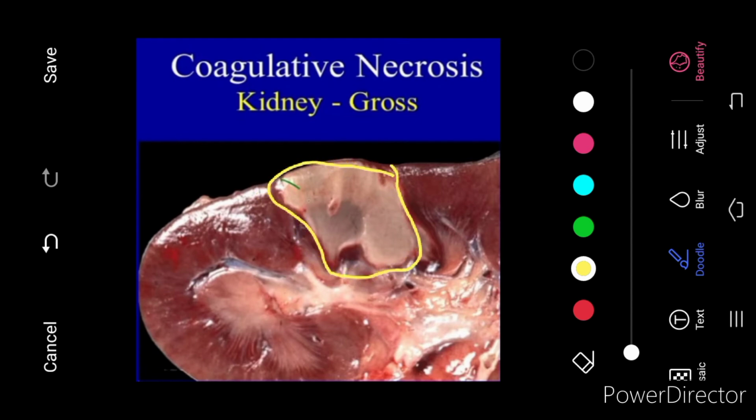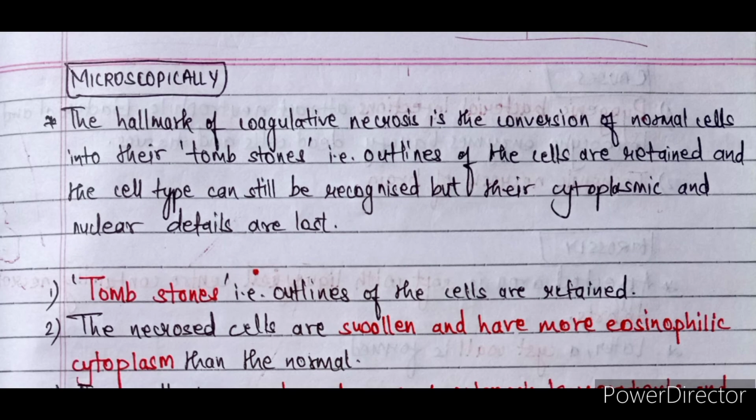Here the coagulative necrosis has taken place. Now microscopically we can see the hallmark of coagulative necrosis is the conversion of normal cells into their tombstones. That is, outlines of a cell are retained and the cell type can be recognized, but their cytoplasmic and nuclear details are lost.